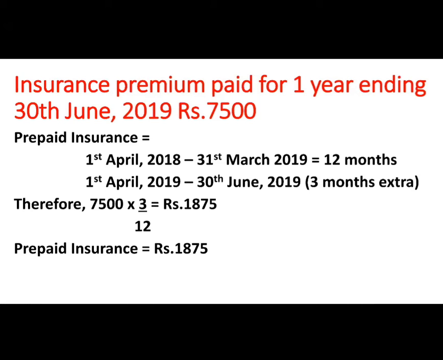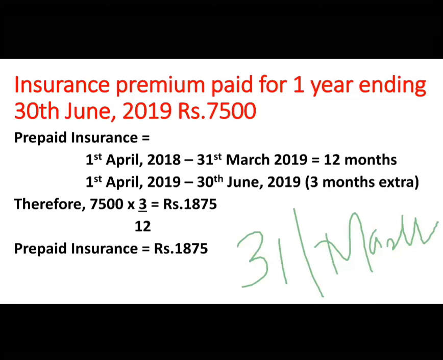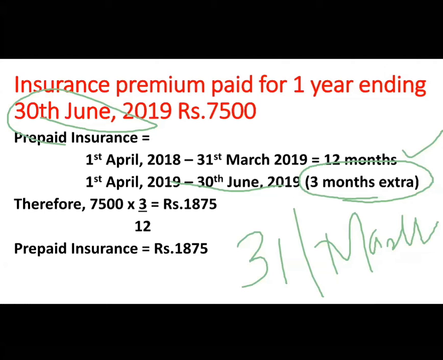Okay, now here our year end is 31st March, right. So from 1st April 2018 to 31st March 2019, how many months are there? It is 12 months. Now it is said that the premium you have paid is given till 30th June. Okay, so when I calculate, 1st April to 31st March, and then 31st March to 30th June, which means 3 months extra amount is being given on the insurance premium which I have paid. Okay, so I have paid 3 months extra.